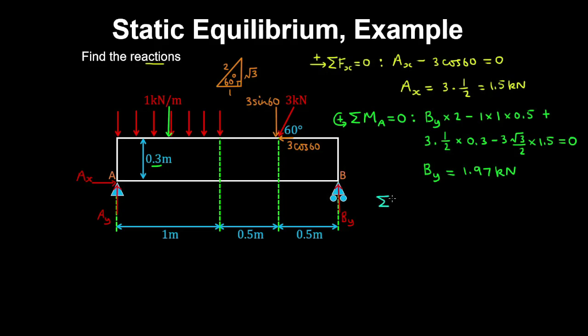And now we can take a sum of forces in the vertical direction, with upwards being positive, to find our reaction AY. So we have AY minus the magnitude of the resultant of this uniformly distributed load, and minus 3 sine 60 degrees, which is 3√3/2, and plus the reaction By, which we just found. And that's all equal to 0. And now we can solve for the reaction AY, and that gives 1.63 kilonewtons.